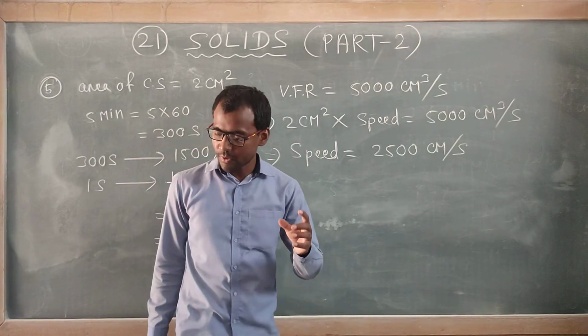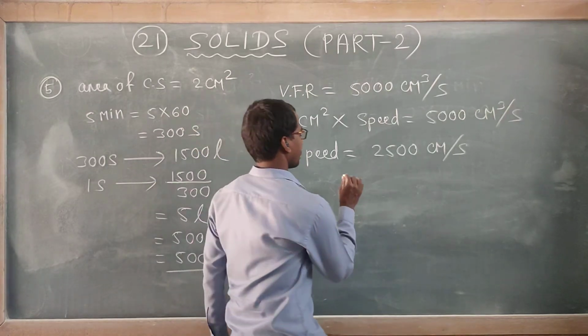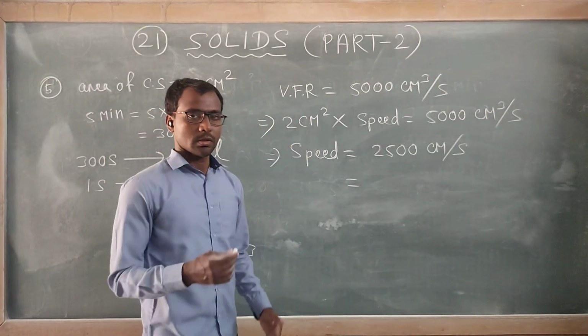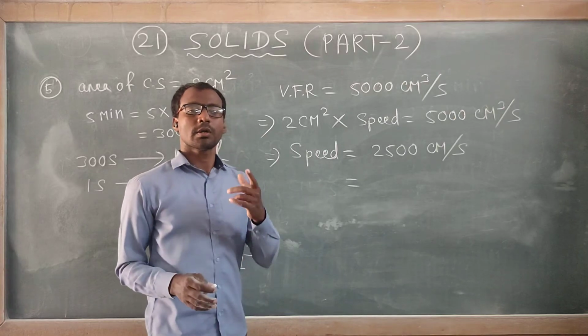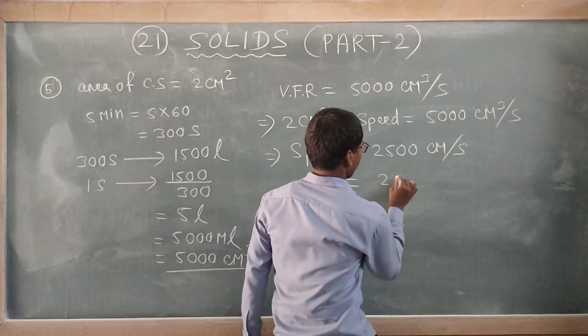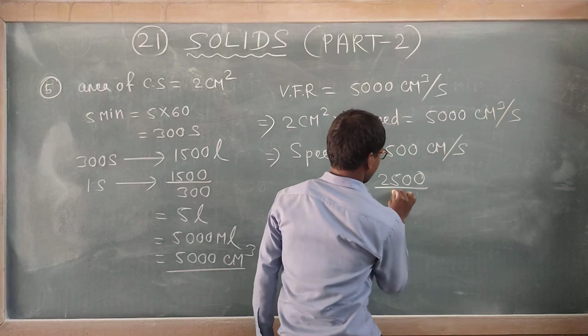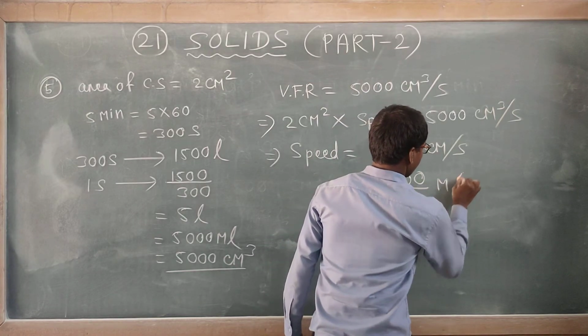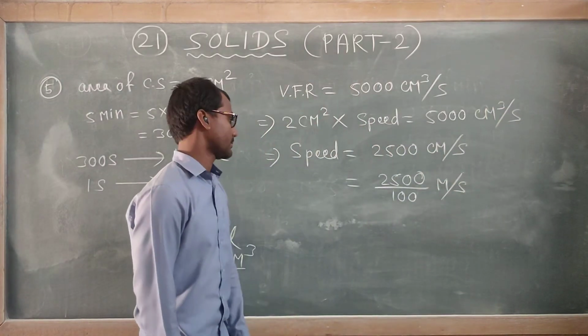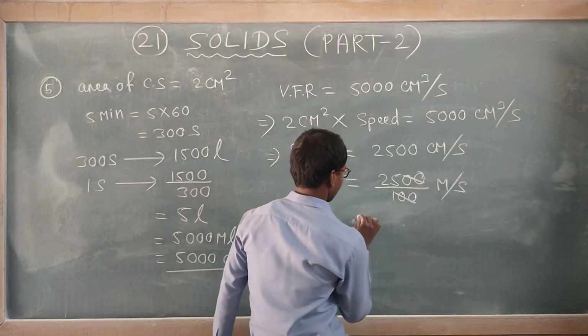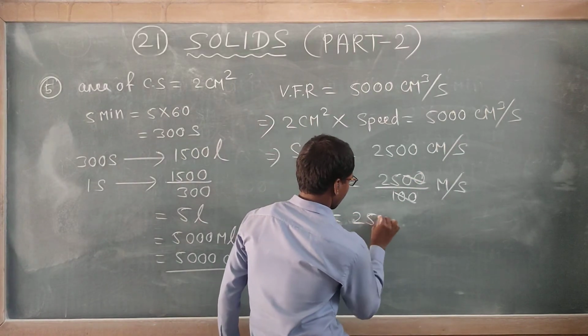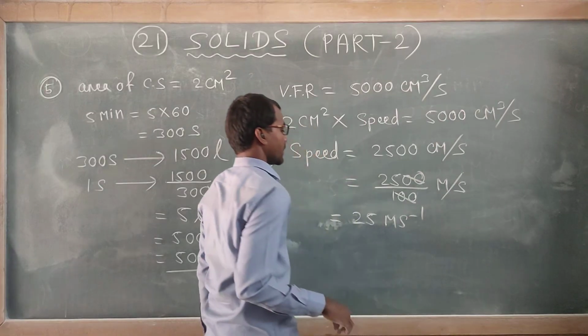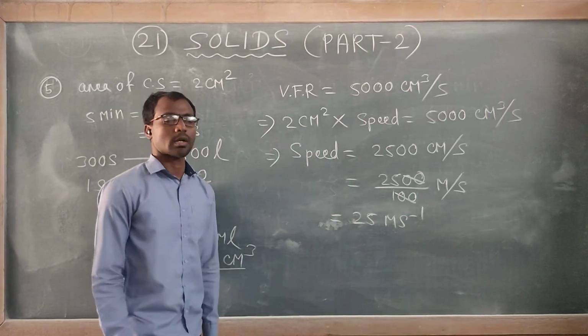And we have been asked to find the speed of water in meter per second. So let us convert this to meter. Okay, if you want to convert cm to meter, then you have to divide by 100. So 2500 by 100 meter per second, which will give you 25 meter per second. Okay, 25 meter per second.